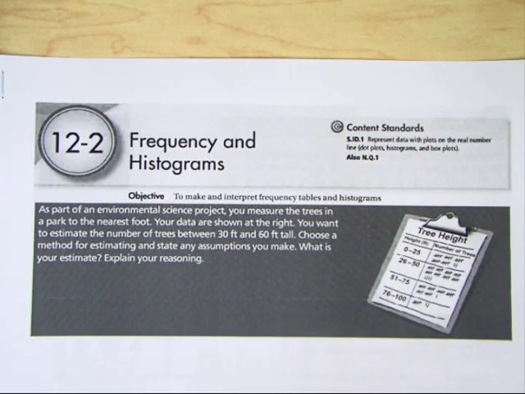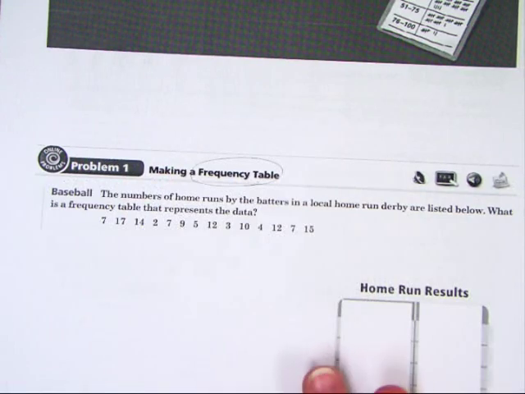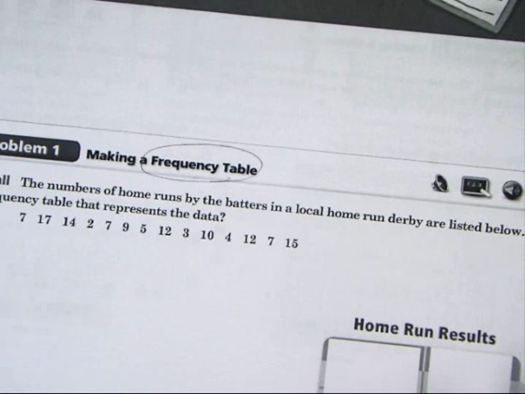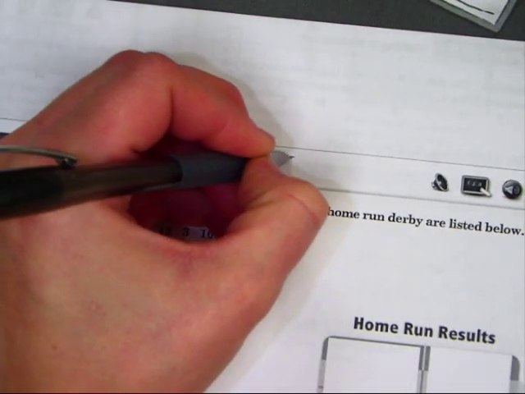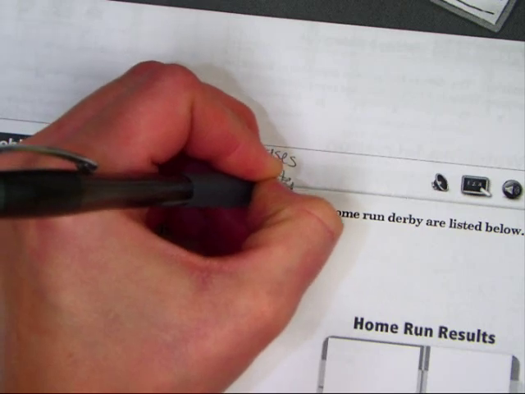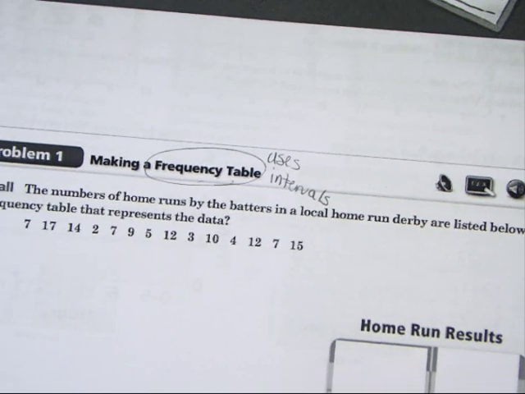As we move on in Chapter 12, we're going to talk about frequency and histograms. We're going to move straight into problem 1, and we're going to talk about this item called a frequency table. Now, something I need to note to you about a frequency table is that a frequency table uses intervals. Now let's go ahead and make a frequency table.